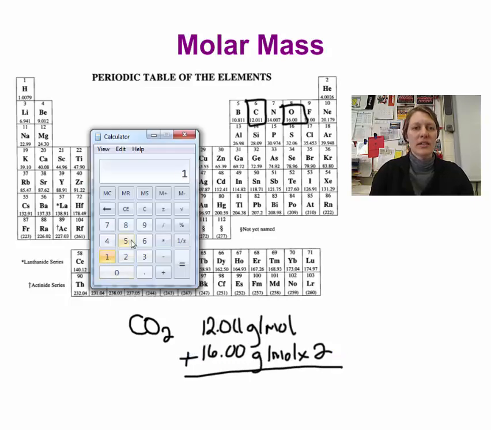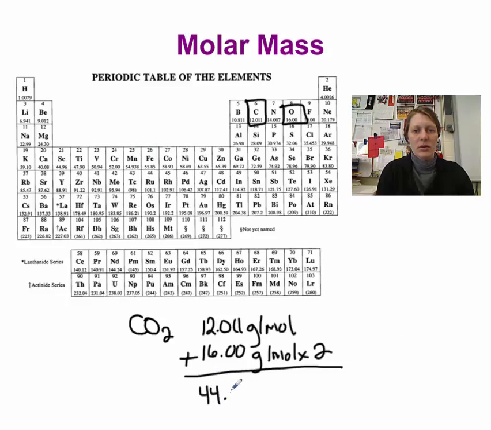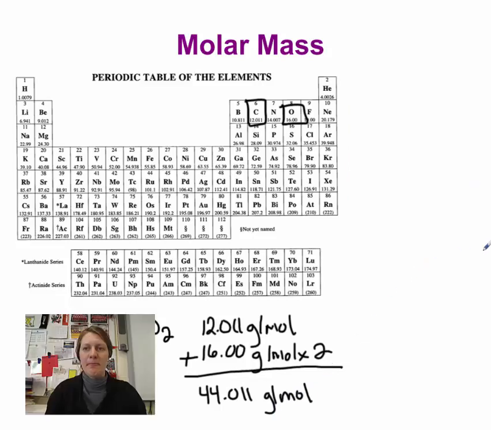That's going to be 16 times 2, and then we add to that 12.011 equals, and that's going to give us 44.011 grams per mole for our molar mass of carbon dioxide.